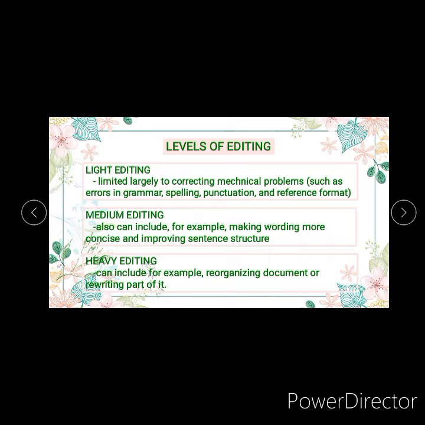The second one is the medium editing. It can also include, for example, making wording more concise and improving sentence structure. So if the light editing focuses on the grammar, medium editing on the other hand focuses on the sentence structure. And the last editing is the heavy editing that includes, for example, reorganizing a document or rewriting part of it. So again, the 3 levels of editing are light editing, medium editing, and heavy editing.